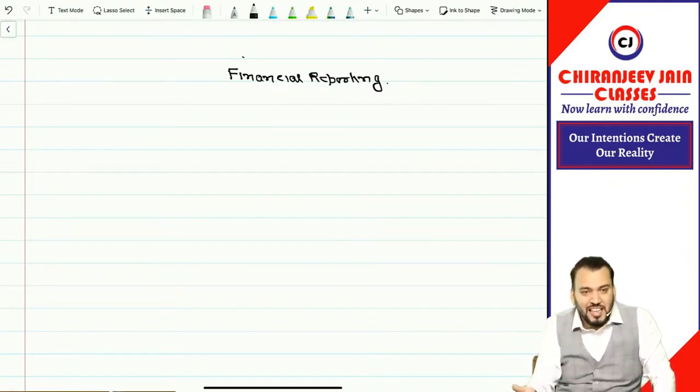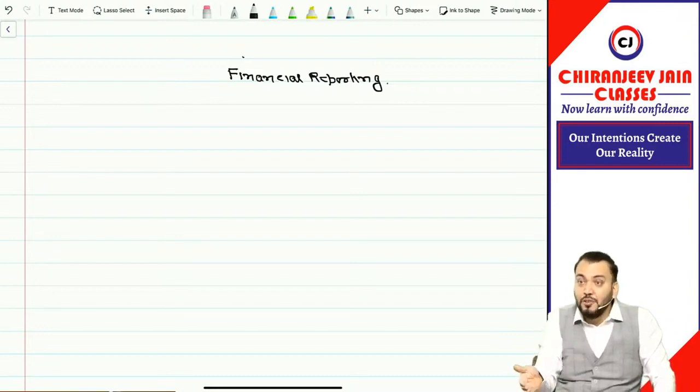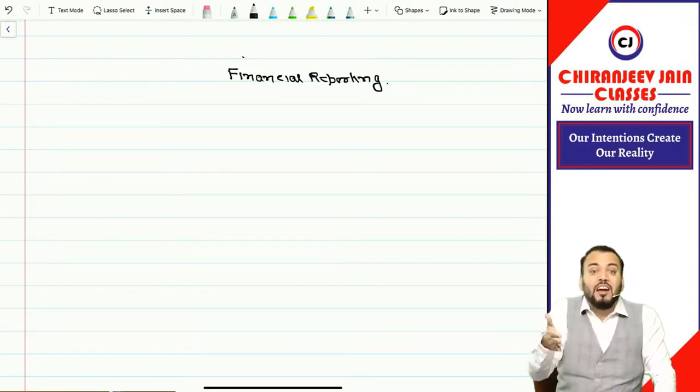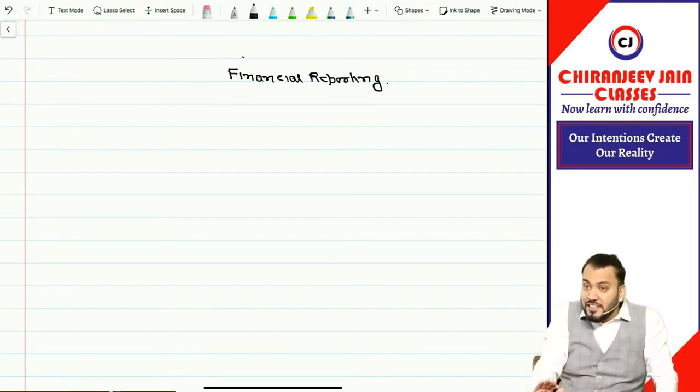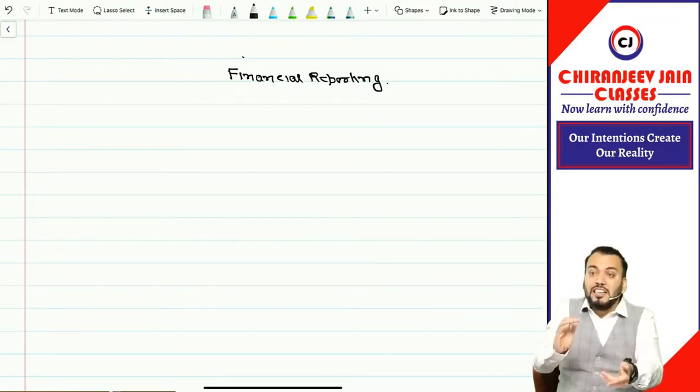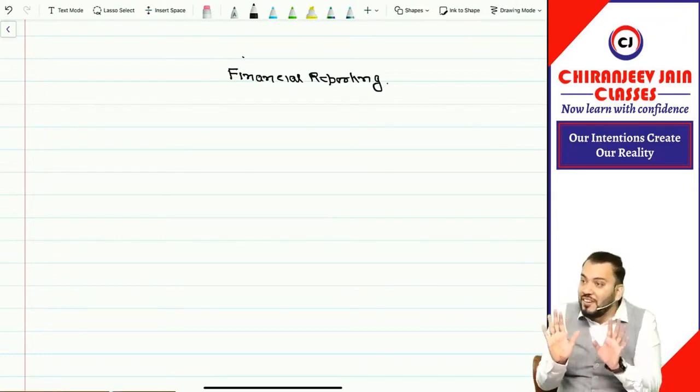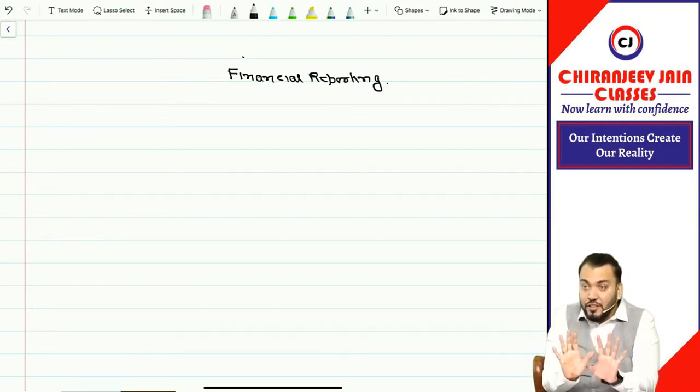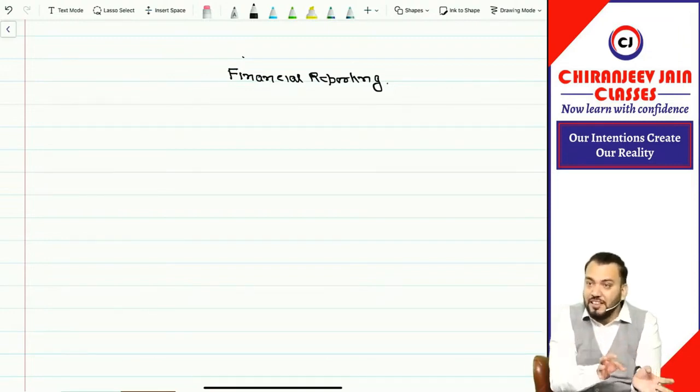But once you become a CA, we don't prepare, we present the financial statement. Presentation means how to present it so that it is reported to the user of the financial statement, correct? So more concentration will be on reporting. I hope you are understanding the difference.